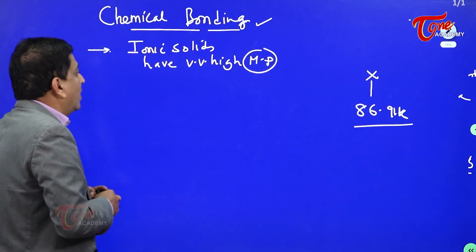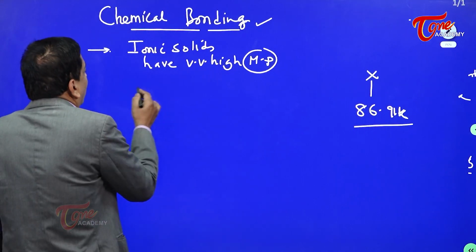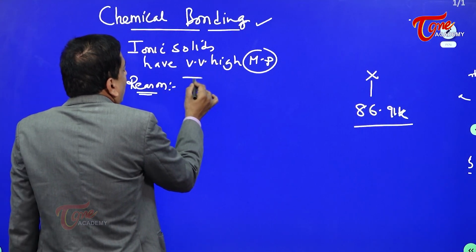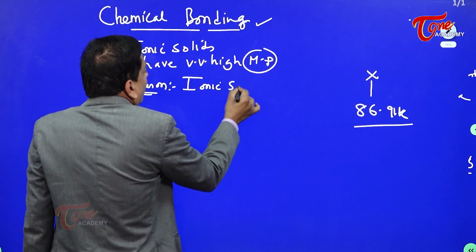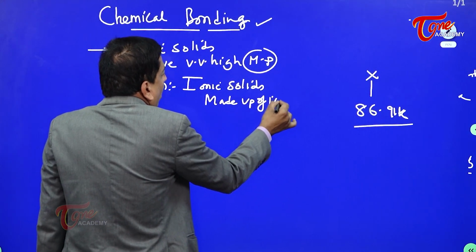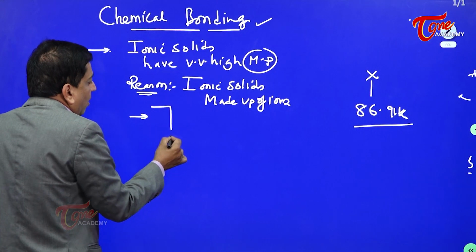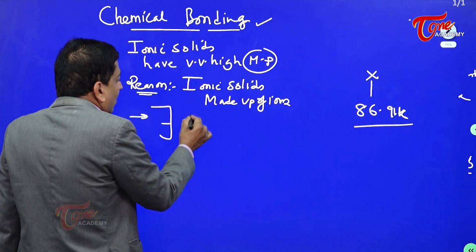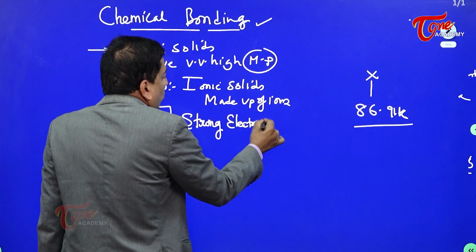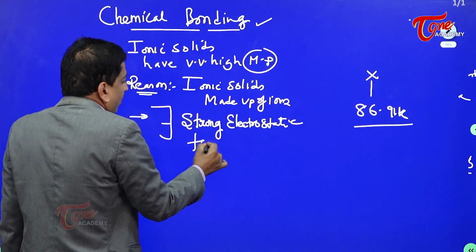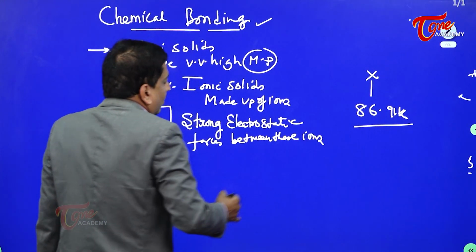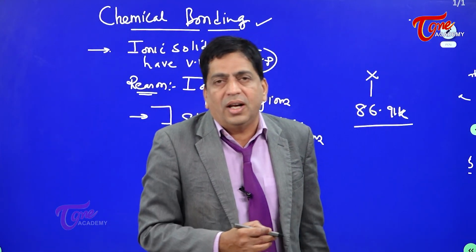Similarly, ionic solids have very, very high melting points. The reason for that, you have only one reason. We need to write this. Ionic solids are basically made up of ions. And remember, there exist strong electrostatic forces between these ions. They are held by very strong electrostatic forces.